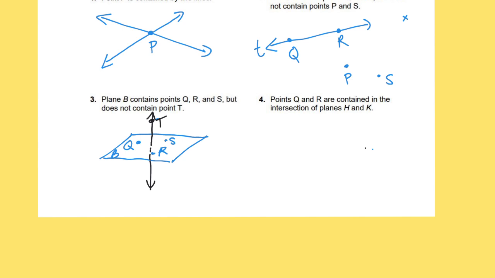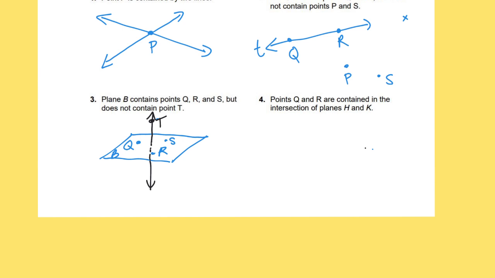You can't better differentiate than putting a stick through that plane so it's on a tower above that plane. Okay, so this is a good way to place it. Okay, number 4, points Q and R contained in the intersection of planes H and K.